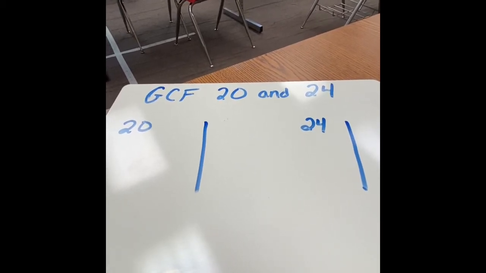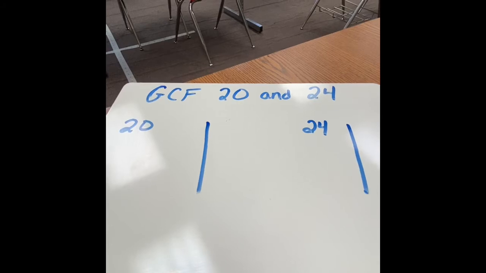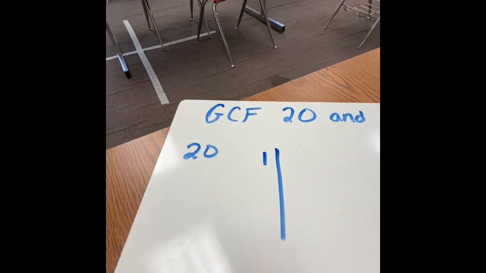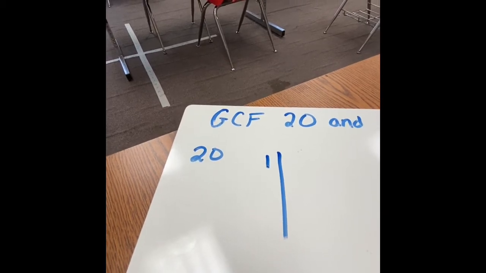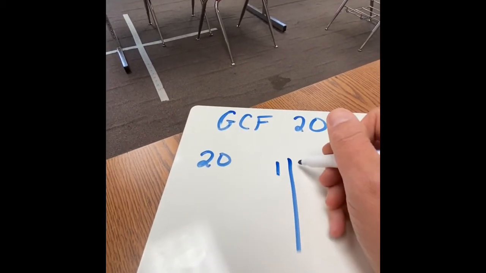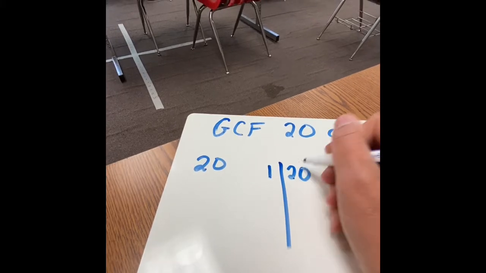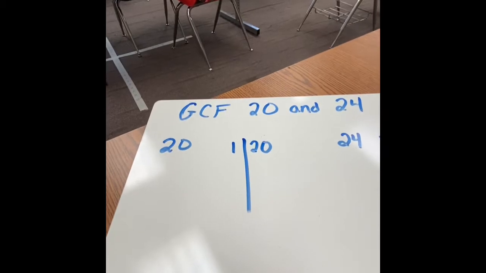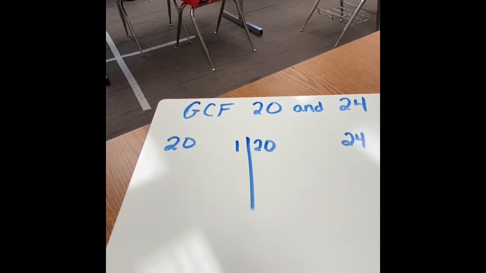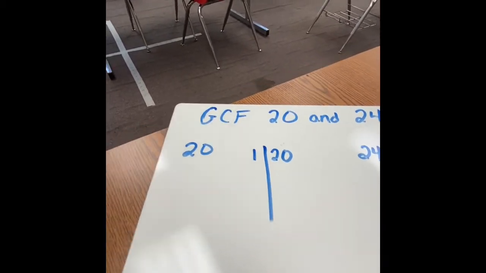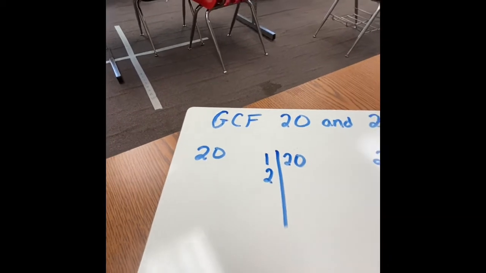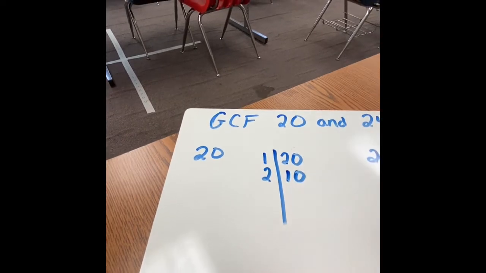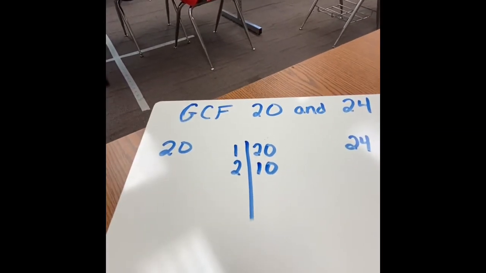So let's look at 20 first. Let's find all the factors of 20. So starting with 1. 1 goes into 20 how many times? That's right, that's pretty easy, isn't it? 20. Okay, now let's look at 2. 20 is an even number, so you know all even numbers are divisible by 2. So 2 times what gives you 20? Well, half of 20 is 10, isn't it? So 2 and 10. Now let's look at 3.